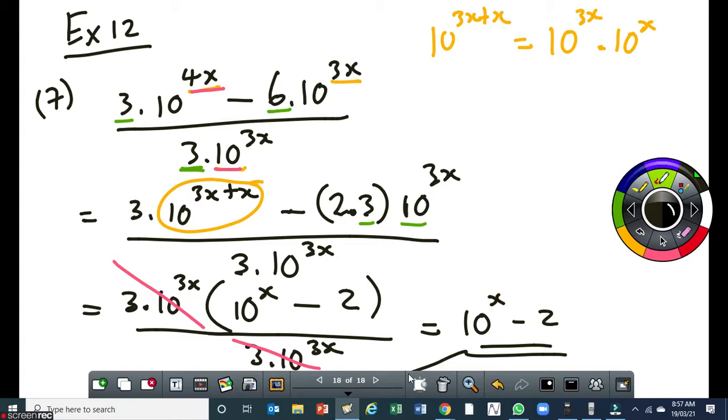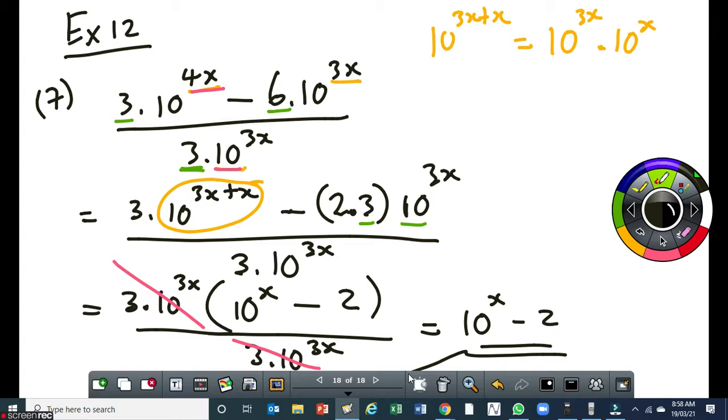Any question? Sir, yes. I'm still having trouble understanding how we took out 3 times 10 to the power of 3x, and in the brackets we only have 10 to the power of x minus 2. What about this 10 to the power of 3x at the end? Do we not include that?